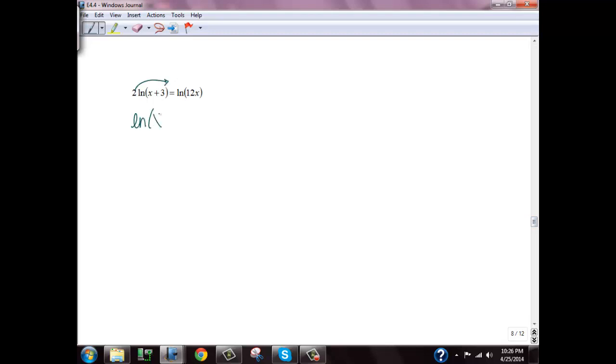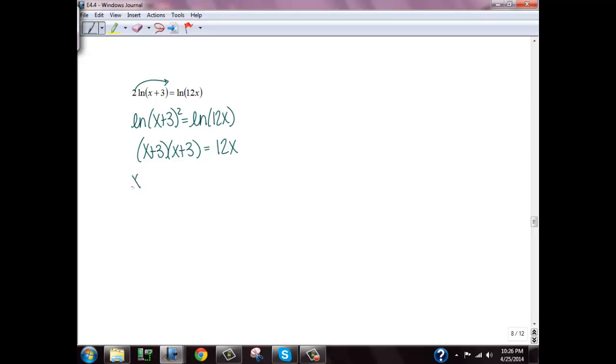So this looks like ln of x plus 3 quantity squared equals ln of 12x. And now that I just have one ln term on each side and no coefficients, I can drop my ln's. So this leaves me with x plus 3 quantity squared, which I'm going to write as x plus 3 times x plus 3 equals 12x. Then I'm going to FOIL it all out and move it all to one side.